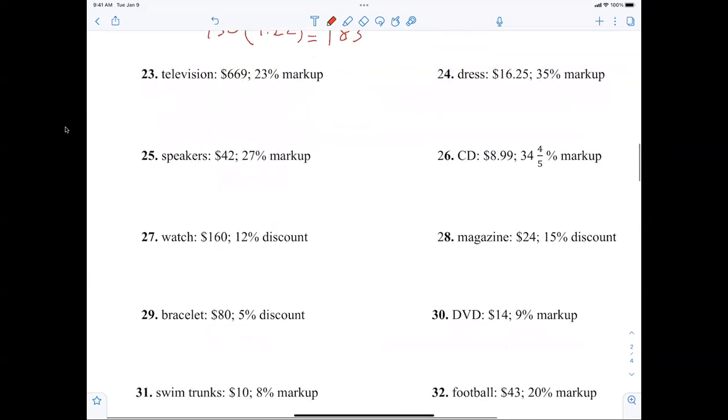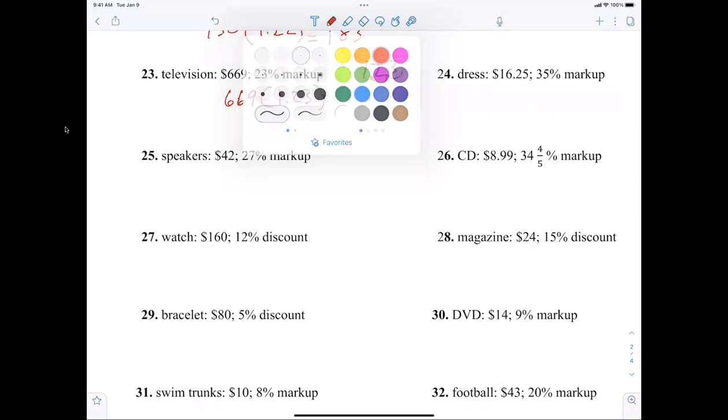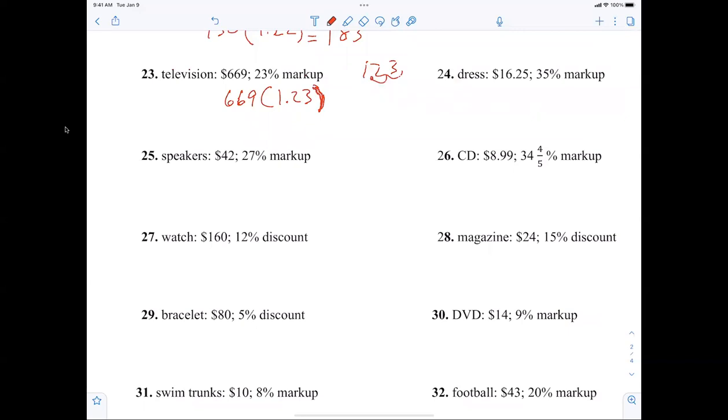All right, next. Tell me what to do. I like 669 times. Tell me what you're multiplying by. How about 1.23? You with me on that? Because 123%, you're still moving the decimal to the left twice. You with me on this? All right, so multiply that out and tell me what the sale price is. 822.87. Did anybody else get that?